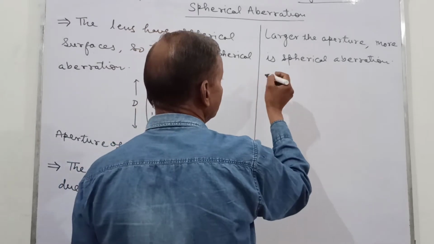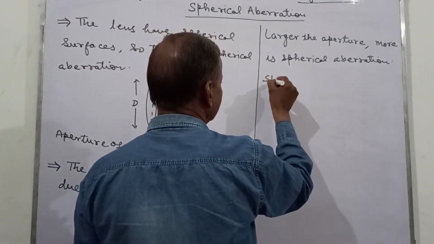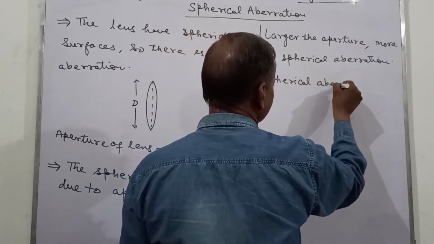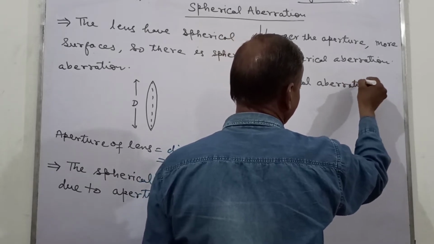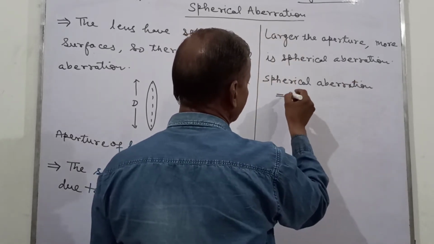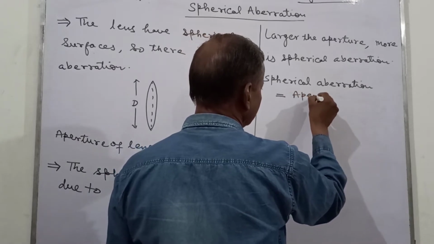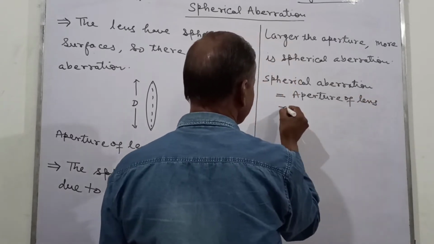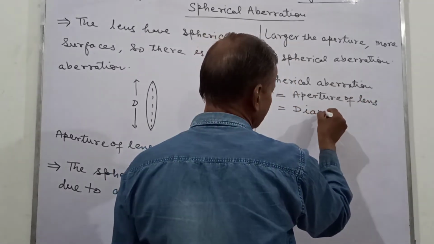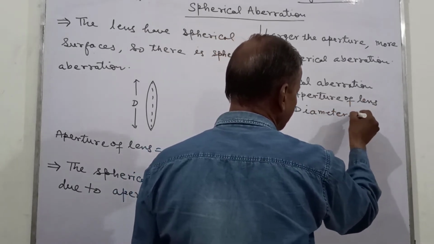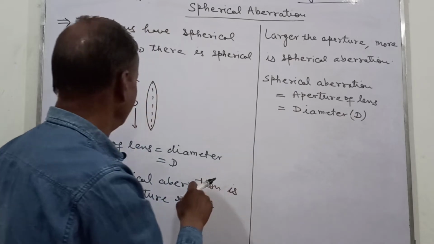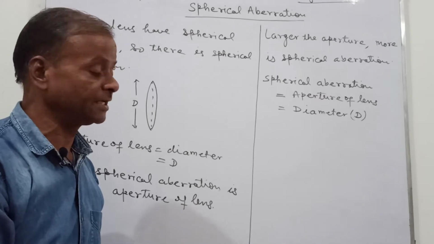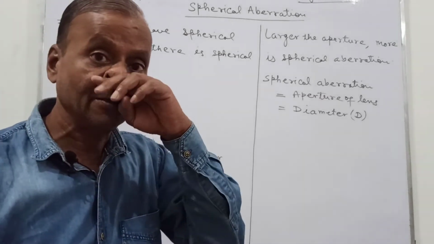So spherical aberration is equal to the aperture of lens. Aperture of lens, and this is equal to the diameter D. This is what I have told you here, D. So if we measure the diameter, we can measure this spherical aberration.